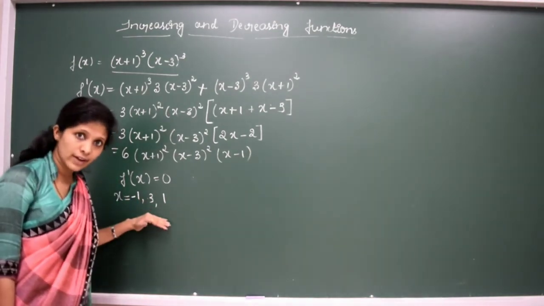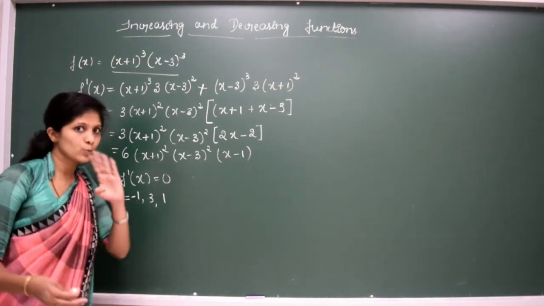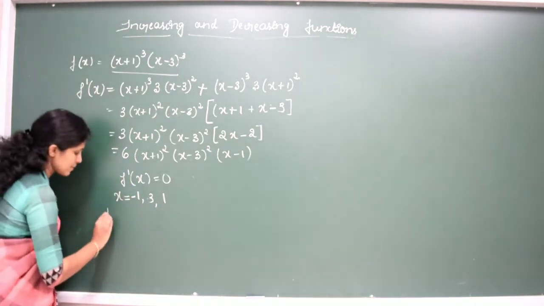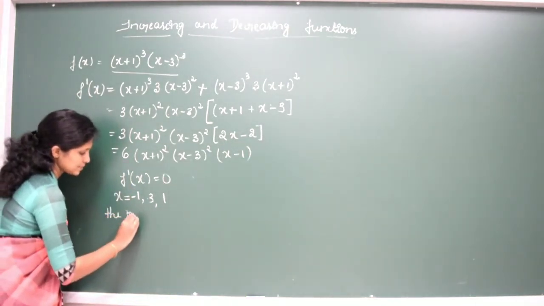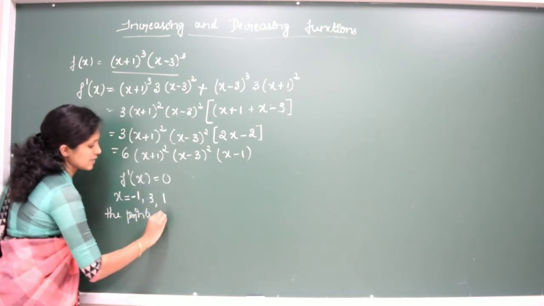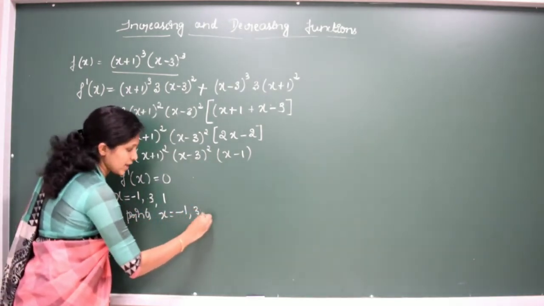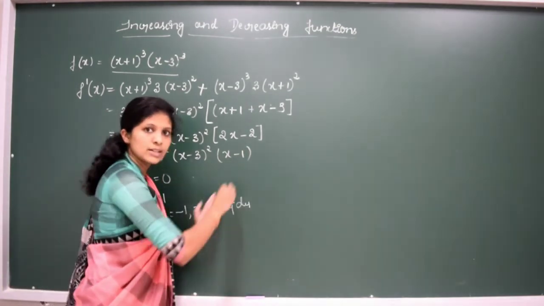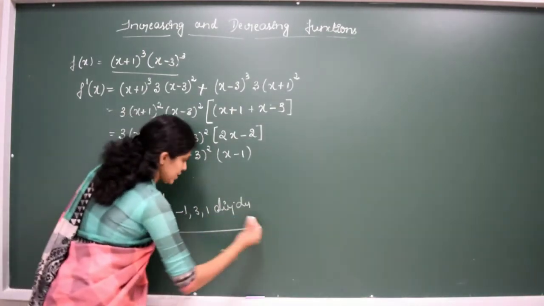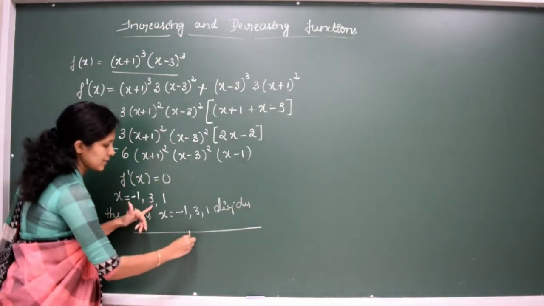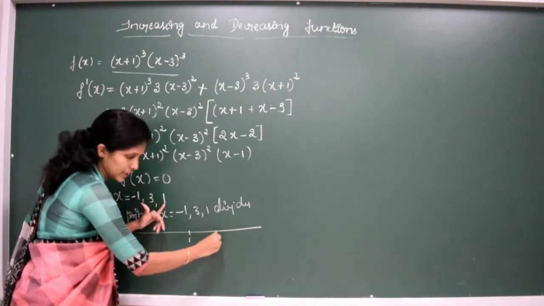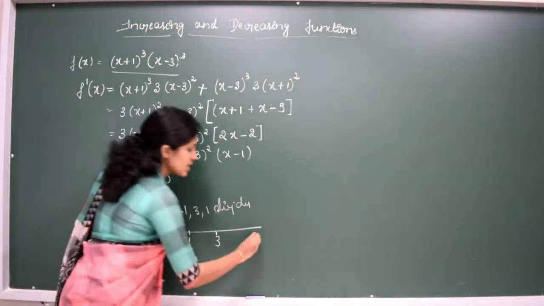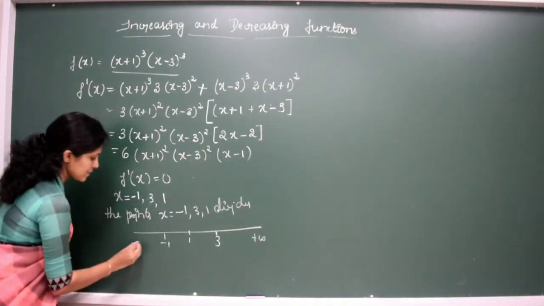So these 3 values divide the number line into 4 disjoint intervals. Write it: x = −1, 3 and 1 divide the number line into disjoint parts. Better you draw the number line. Here somewhere I'll take 1, obviously 3 will be here and −1 is here, so −1, 1 and 3, with plus infinity on one end and minus infinity on the other.